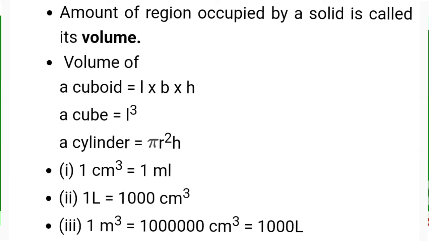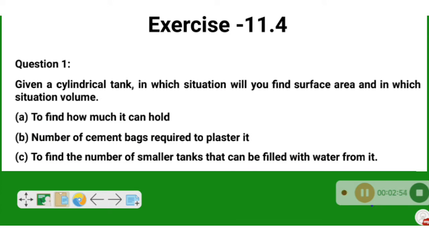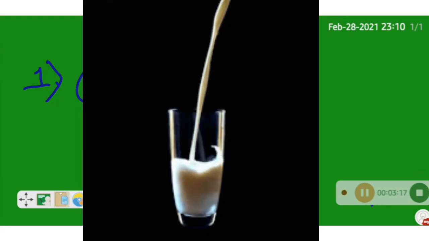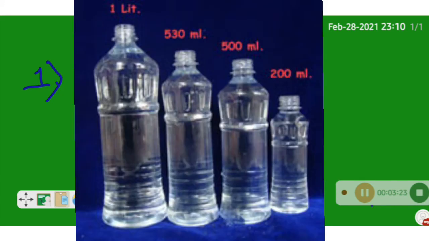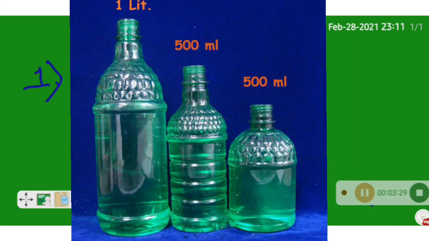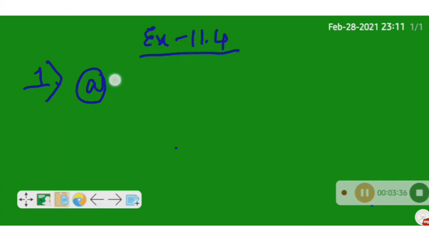So now moving on to exercise 11.4. Here first one we have given a cylindrical tank. In which situation will you find surface area, and in which situation you will find the volume? So few situations are given. First case, it is given to find how much it can hold. If you consider a 3D shape, how much it can hold means whatever is the amount of space it has, that much it can hold, right? Like if you take your water bottle, how much it can hold means whatever is its volume. If it is a half-liter water bottle, then it can hold half-liter, right? So here in this case we have to find volume.